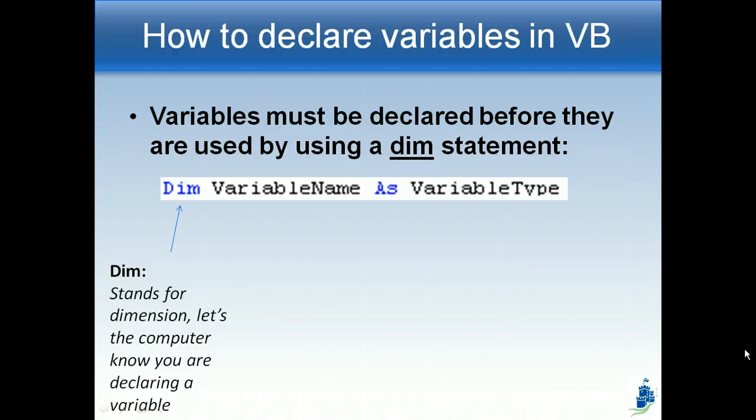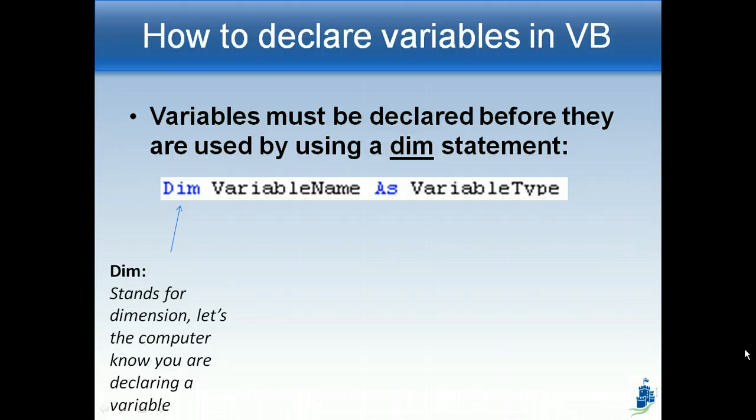I don't know if you're familiar with the word dimension. You can say the dimensions of something. Like if I have a square, its dimensions are 4 feet by 4 feet. So you can sort of think dim is like telling how big, what are the dimensions of the space that we're setting aside. So dim says, okay, hey computer, I'm declaring a variable here. I'm giving you dimensions. Okay, so whenever you're declaring a variable, you always start with dim.